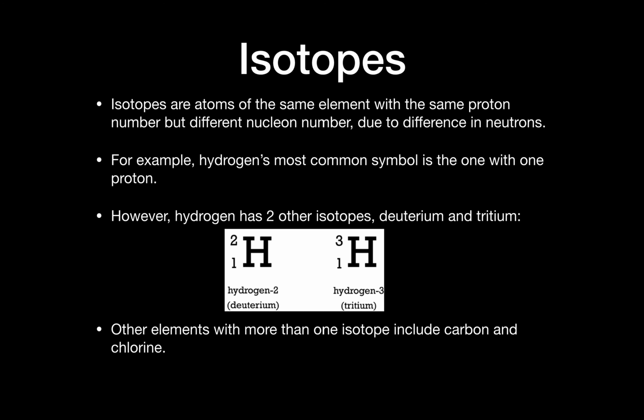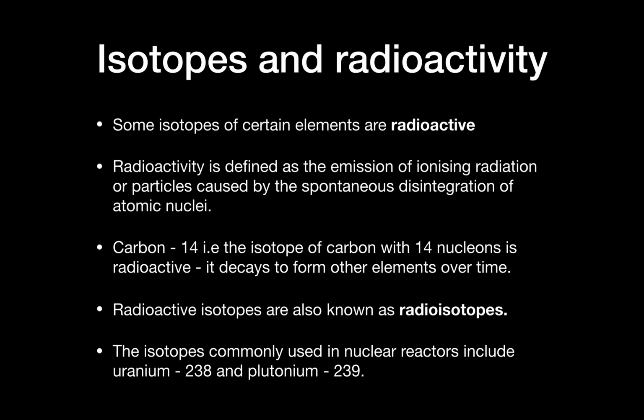Other elements with more than one isotope include carbon and chlorine. There are more elements with multiple isotopes, but these are two of the most common ones. However, only some isotopes of certain elements are radioactive. I believe tritium, hydrogen's third isotope, is radioactive, and carbon-14 is also radioactive.